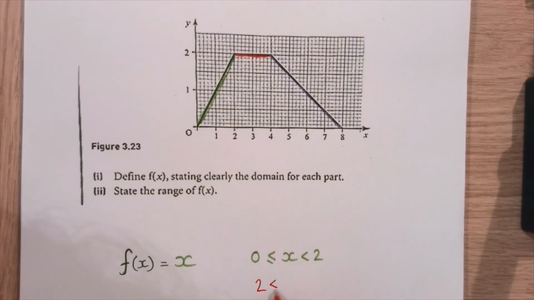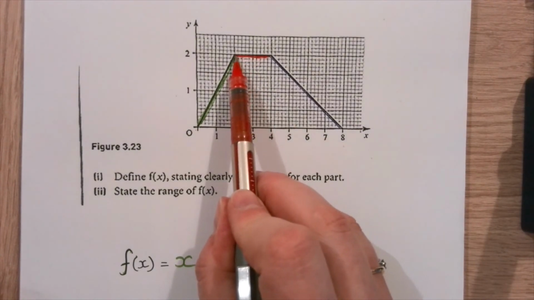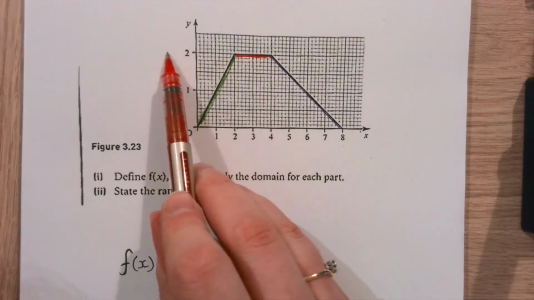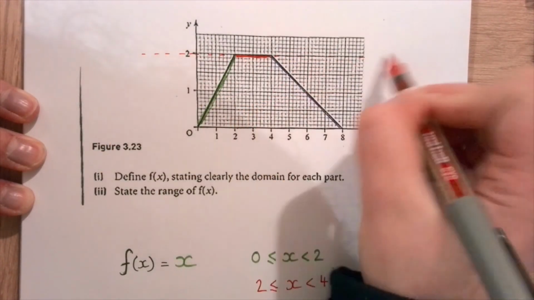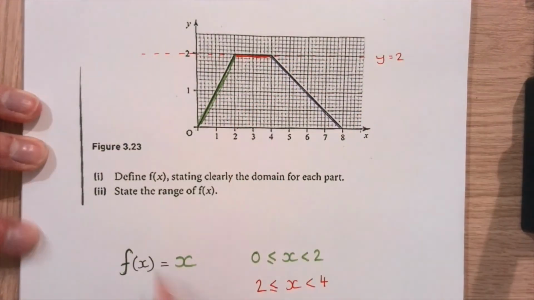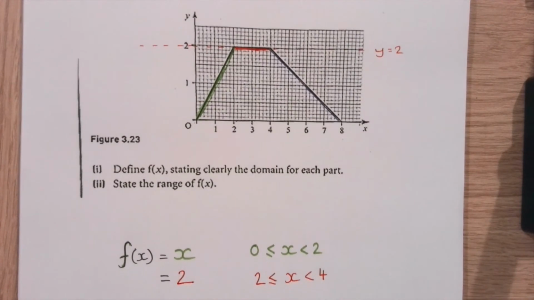So between 2 and 4, which is my next domain values. This is a horizontal line. This would be the graph of y equals 2. Therefore, for this part here, for this domain, it's going to be 2.